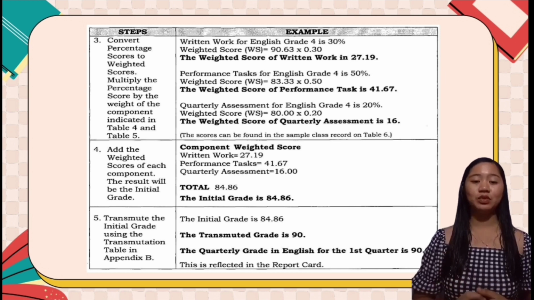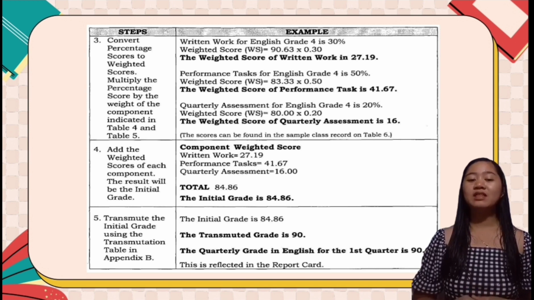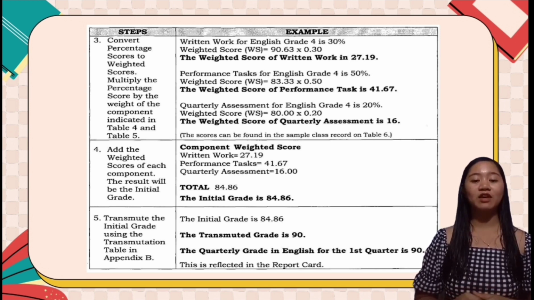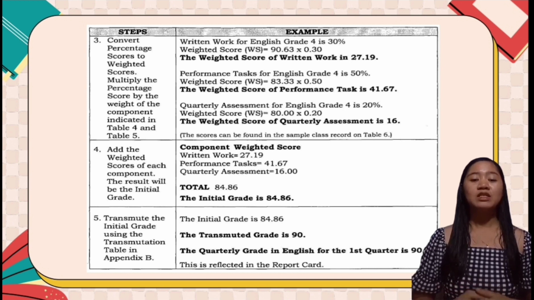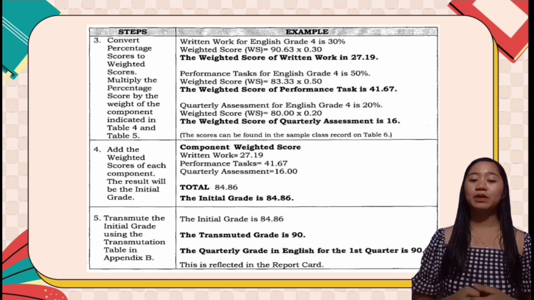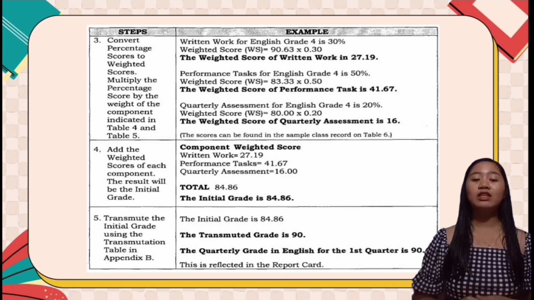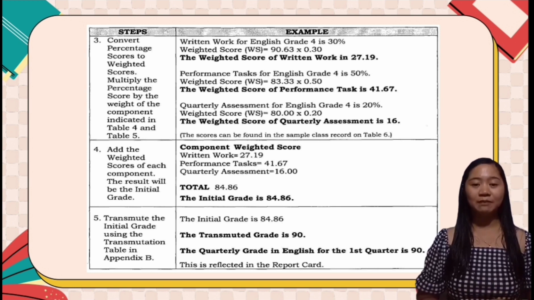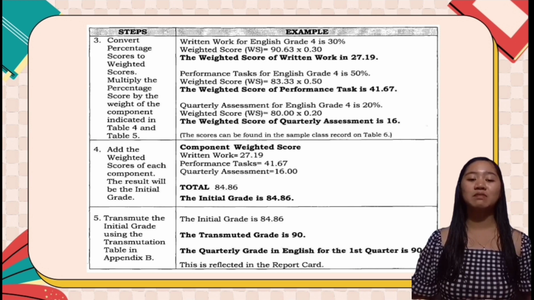The third step is to convert the percentage score to weighted scores. Multiply the percentage score by the weight of the components indicated in the table, 4 and 5. So the formula for this is the weighted score, or WS, equals percentage score, or PS, times percentage in decimal form. So here in our example, by solving the weighted score of written work, we get 27.19, performance task 41.67, then quarterly assessment is 16.